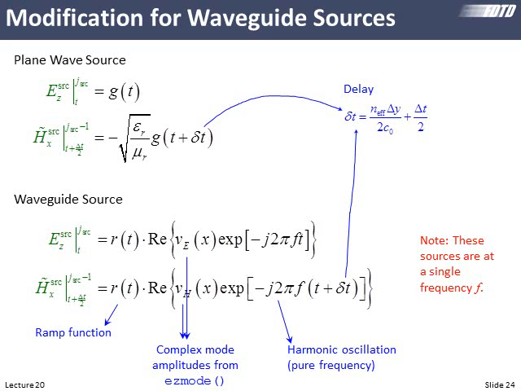So let's look at this a slightly different way. We have the electric field, which is our Gaussian source, the magnetic field, which has a different amplitude, and our Gaussian source, and we lumped everything into this time delay delta t, calculated on the previous slide. Now for our waveguide source, here's what's going to happen. We have a ramp function that we'll talk about in a bit, but just pretend this isn't here right now.